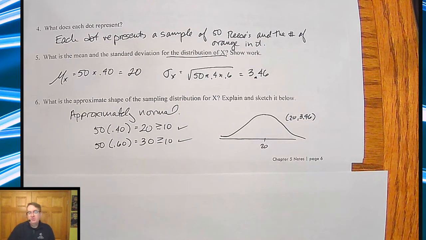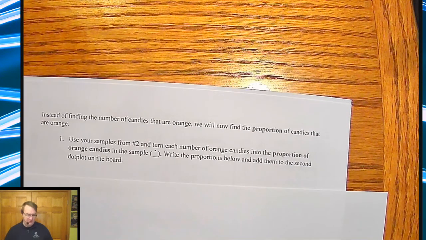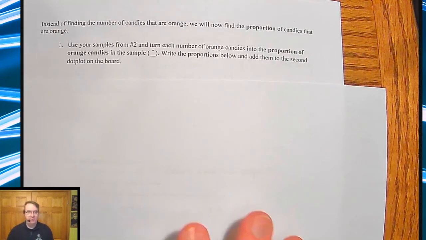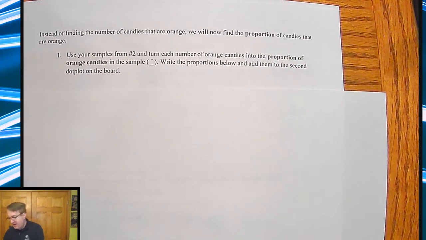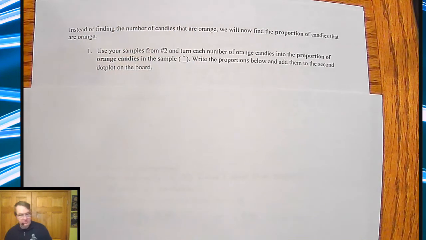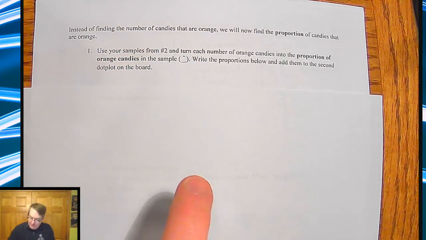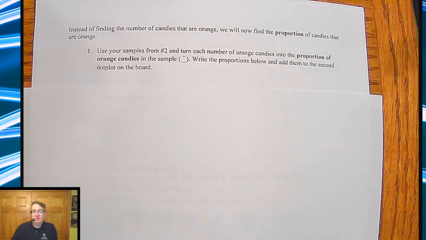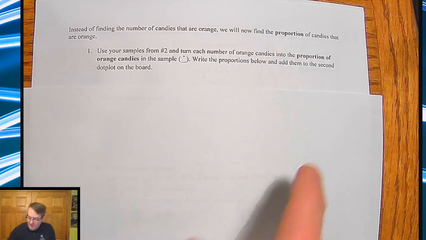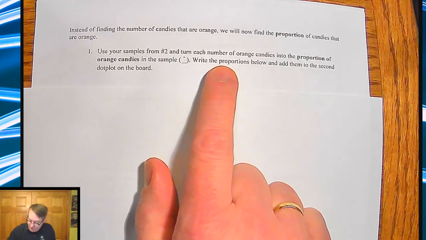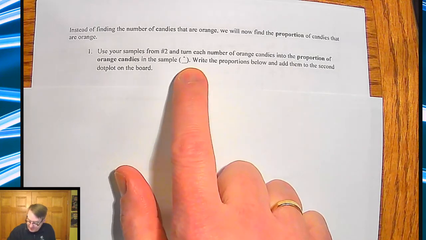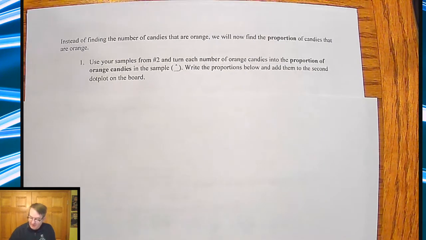All right. So again, people are saying, how does this work with proportions? Well, you're going to go back to those 5 samples that you took, and you're going to turn them into a proportion. And you just do that by dividing through by n. So on the sample, write the proportions below, put the dot plot on the board.